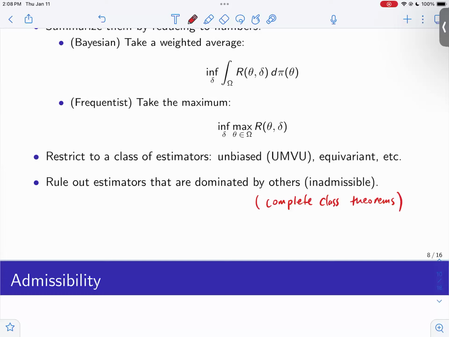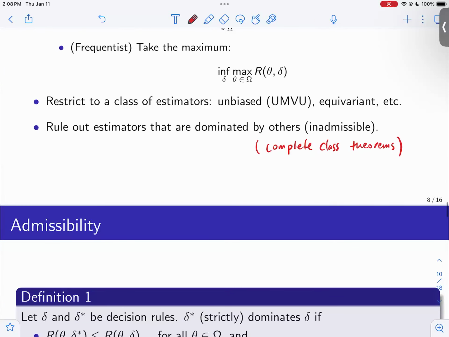But any questions so far? So I'm going to make this a little bit more precise, then move on to some preliminary ideas. First, we will define the bias and then talk about sufficiency, and then we move on.